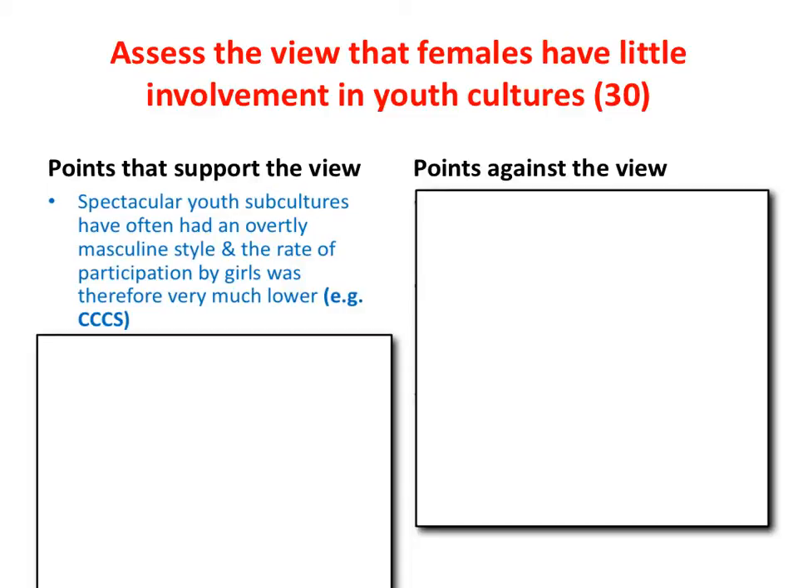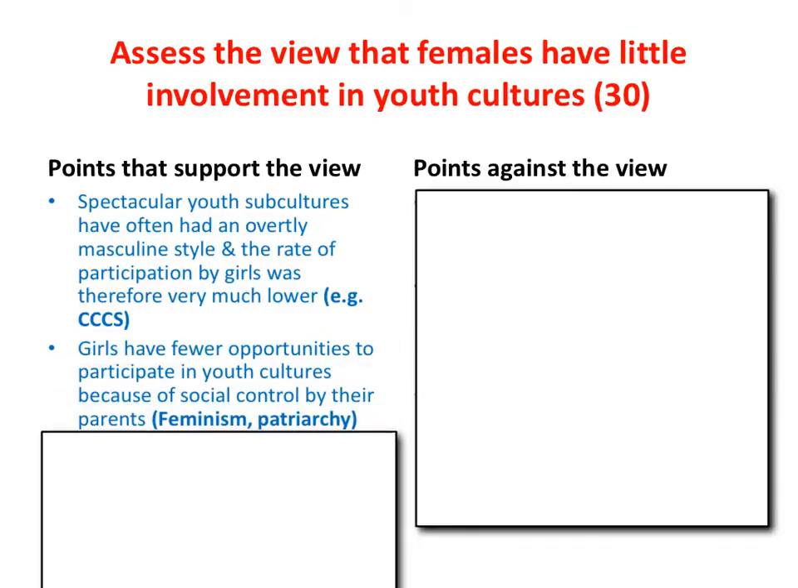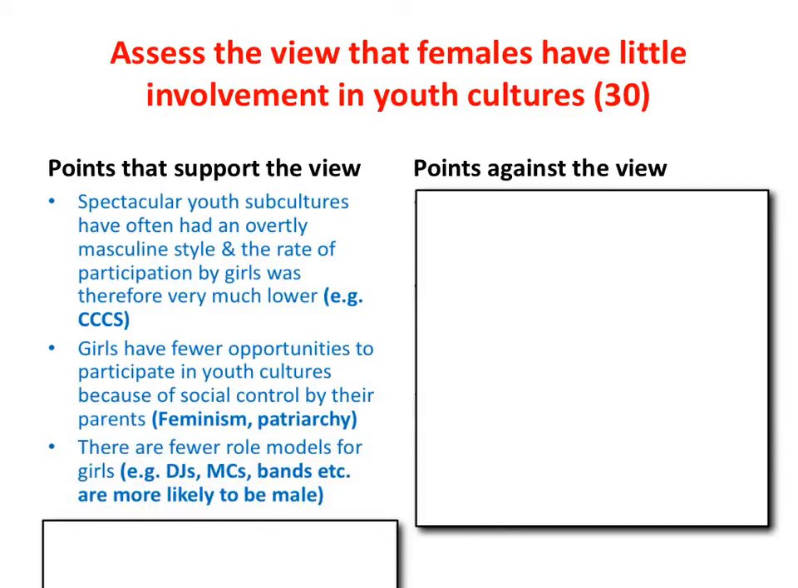And we could use the classic research, the Marxist influence research of the CCCS to support that in terms of evidence. Secondly, we've got this idea that girls have had fewer opportunities to participate in youth cultures because of the way in which they've been controlled by the family. And we could link that perhaps to theoretical arguments that feminists would make about patriarchy in the family. And then finally, we could also make the argument that there are perhaps fewer role models for girls in terms of youth cultures.